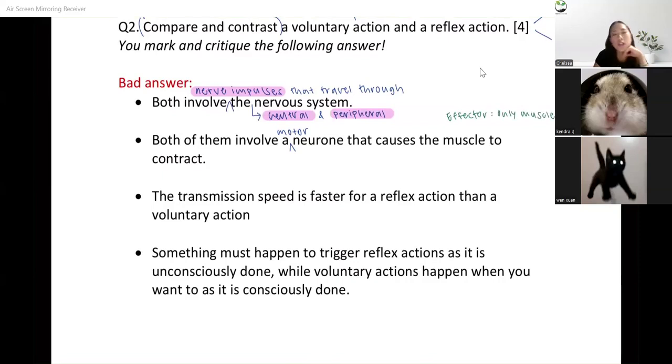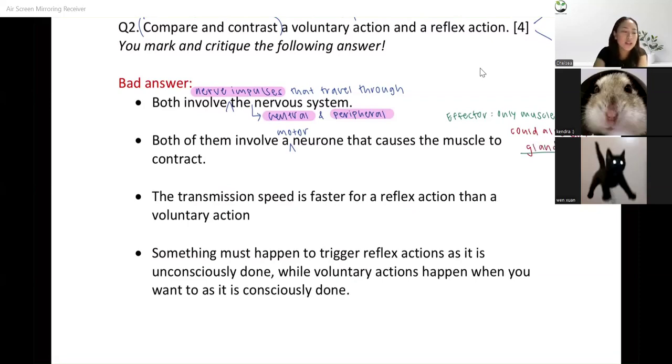Okay, Wenxuan says false. Kendra, what do you think? Yes. Okay, both of you are correct. Muscles aren't the only kind of effector organs. What else could it be? It could also be, okay, it starts with a G. Kind of organ. Okay, it can also be your glands.